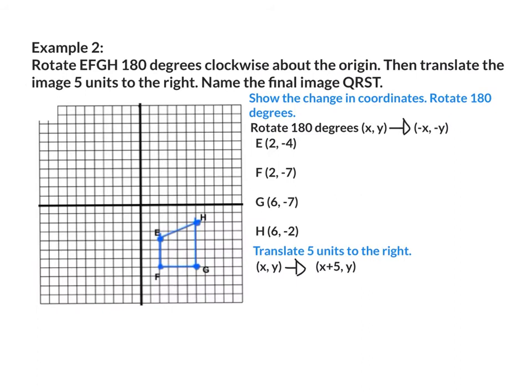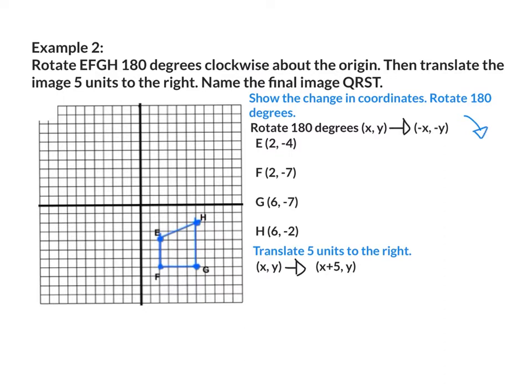Example number 2. Rotate EFGH 180 degrees clockwise about the origin. Then translate the image 5 units to the right. Name the final image QRST. So the first thing I'm going to do is rotate my image 180 degrees clockwise. Now remember, clockwise means the same direction as a clock. So I'm going to be rotating to the right.